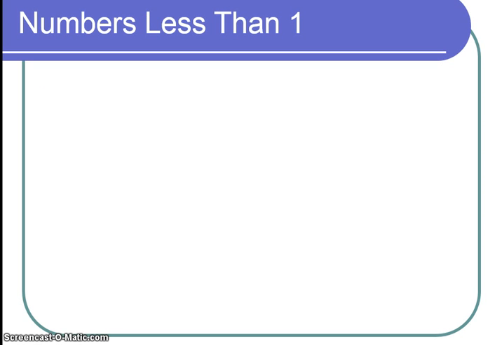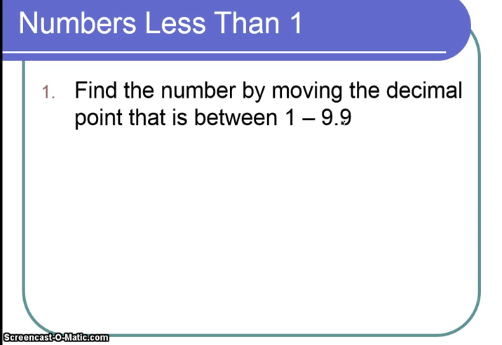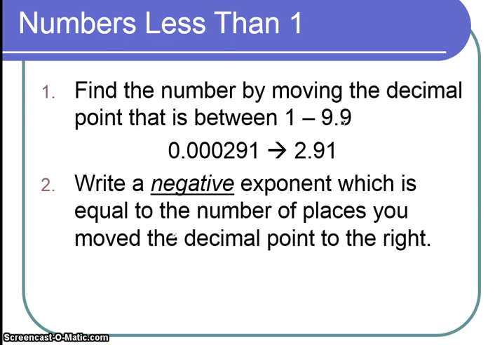Numbers less than 1. Find the number by moving the decimal point so that it is between 1 and 9.9. This time we have to move the decimal in the opposite direction because our number is too small. Write a negative exponent, which is equal to the number of places you move the decimal point to the right. Again, review. So in this case, we moved our number 4 places to the right, 2.91 times 10 to the negative 4.